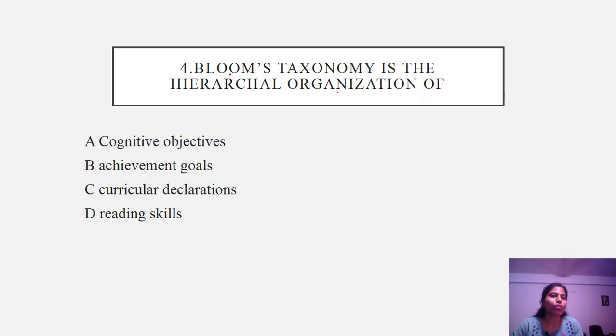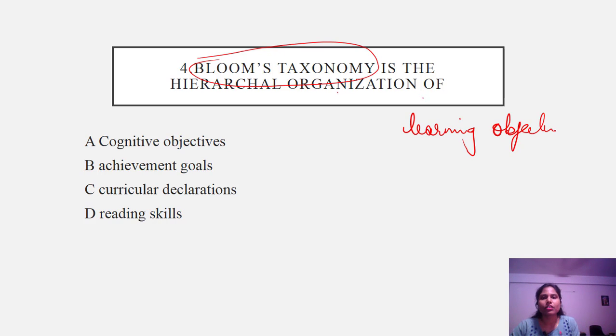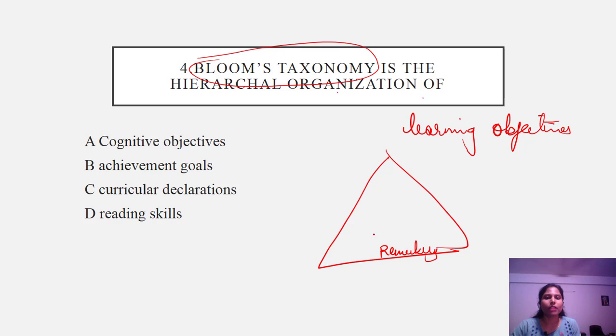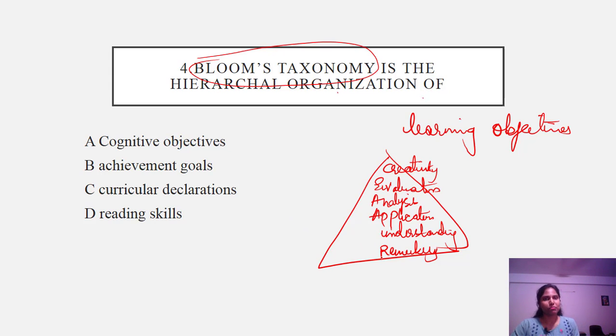So to know this answer, you need to know something about Bloom's taxonomy. These are the kind of learning objectives which were given by Bloom. These learning objectives are arranged in a hierarchical order. Starting from remembering, next comes understanding, application, analysis, evaluation, and finally comes creativity. So this is how the hierarchical order of Bloom's taxonomy would be.